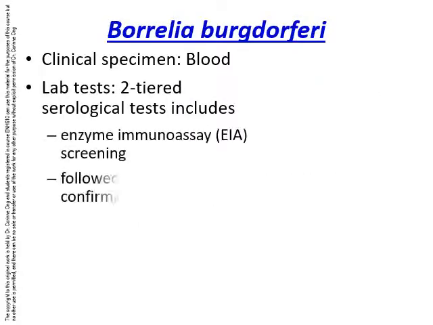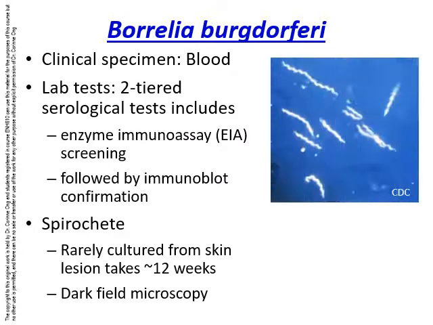To request a diagnostic laboratory test for Lyme disease, a blood specimen has to be submitted. The lab will then carry out two-tiered serological tests, which includes enzyme immunoassay screening, followed by confirmation with immunoblotting. Since Borrelia burgdorferi is a spirochete, it is difficult to detect using bright field microscopy, and dark field microscopy needs to be used. It is also a slow-growing bacteria, and cultures from skin lesions take 12 weeks to grow, so it is rarely performed as a diagnostic test.